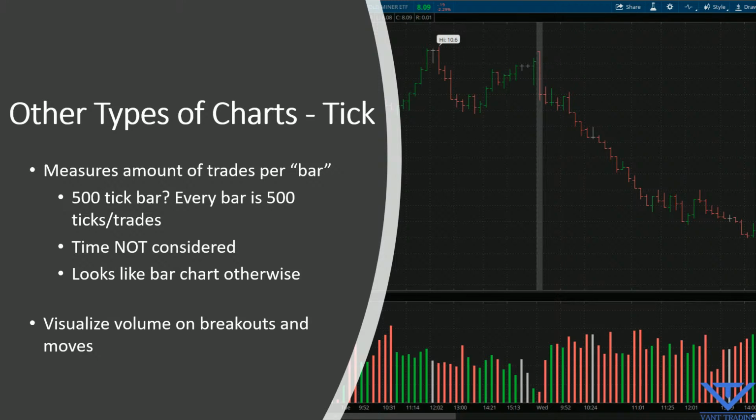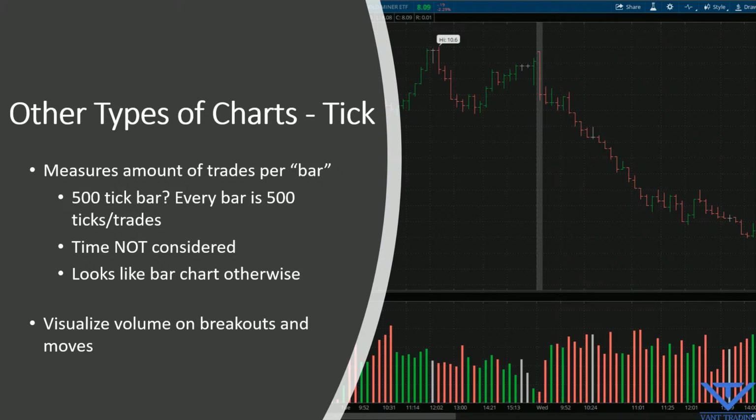Time is not considered. It could take a year to do 500 trades, in which case after the course of a year, there's only one bar. It could take a matter of seconds to do 500 trades. There's not going to be an even number of bars throughout every day because it's going to take a different amount of time to do 500 trades. Otherwise, it looks just like a bar chart.